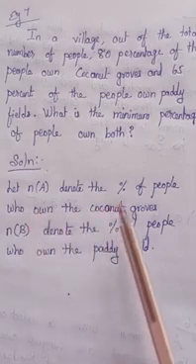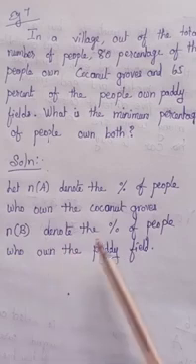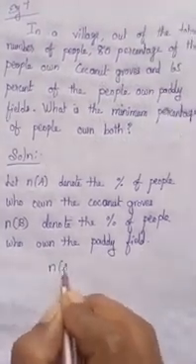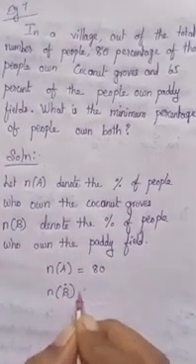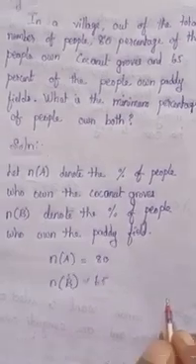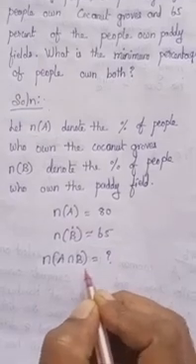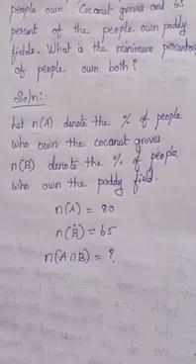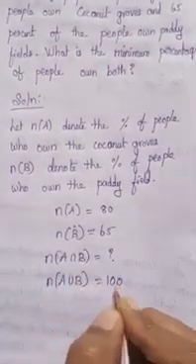See, let n(A) denote the percentage of the people who own coconut groves, and n(B) denote the percentage of people who own the paddy field. So n(A) is 80% and n(B) is 65%. They have asked both, so n(A intersection B) we need to find out. And percentage means out of 100. 80% means out of 100, 80 people have coconut groves. So we can take the total number of people, that is n(A union B), as 100, since it's given in percentage.